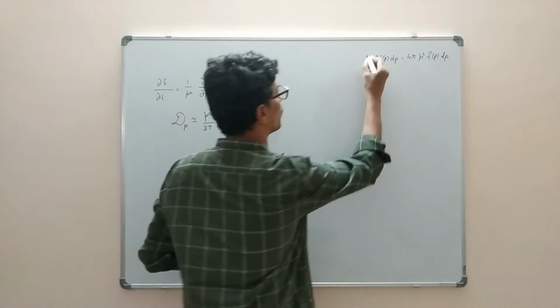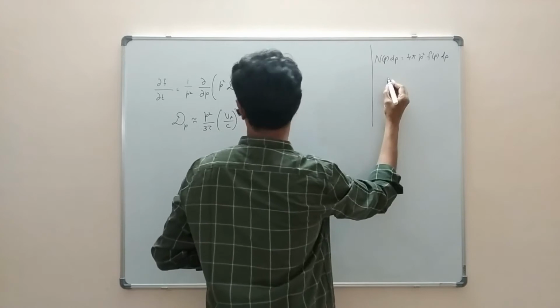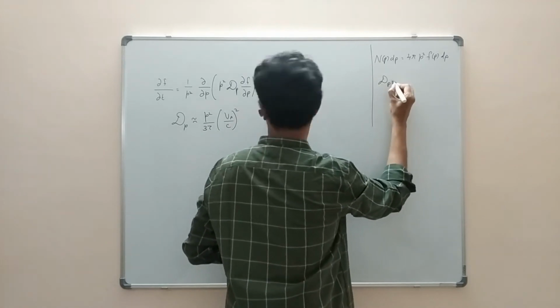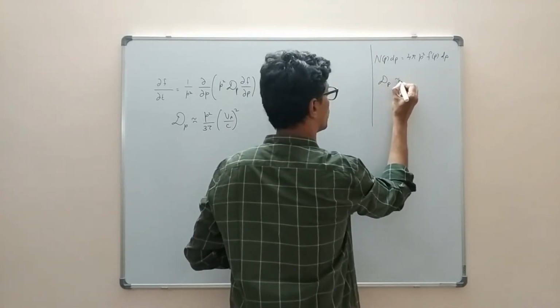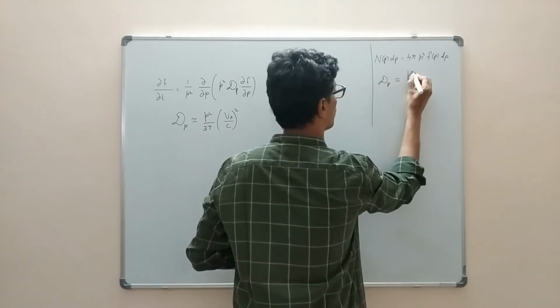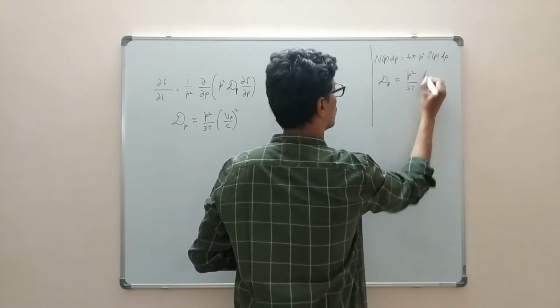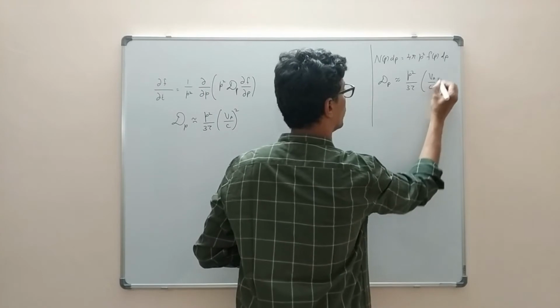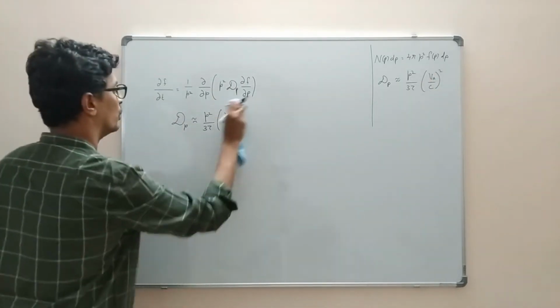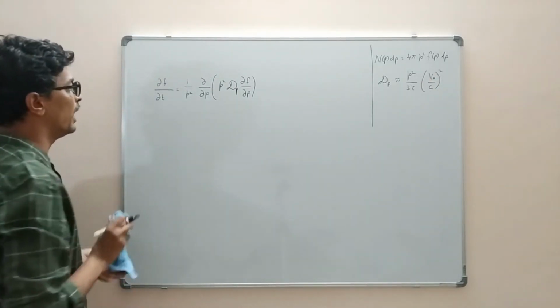So let me write down this equation also here. This is going to be your DP, the momentum diffusion coefficient, approximately equal to P squared divided by 3 tau, VA by C whole squared. Now let me keep adding the terms.